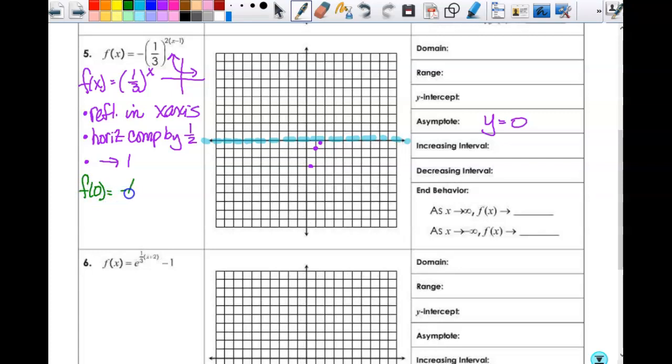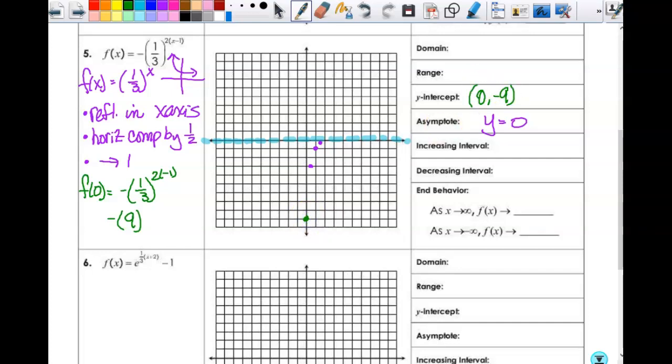That's equal to negative 1/3 to the 2 times negative 1 power, right? So 2 times negative 1 is negative 2. So 1/3 to the negative 2 power is what? Okay, so the negative is going to flip it, make it 3. Yeah, negative 9. So we just get negative 9. So your y-intercept is 0, negative 9, and that is something that's on my graph right here.